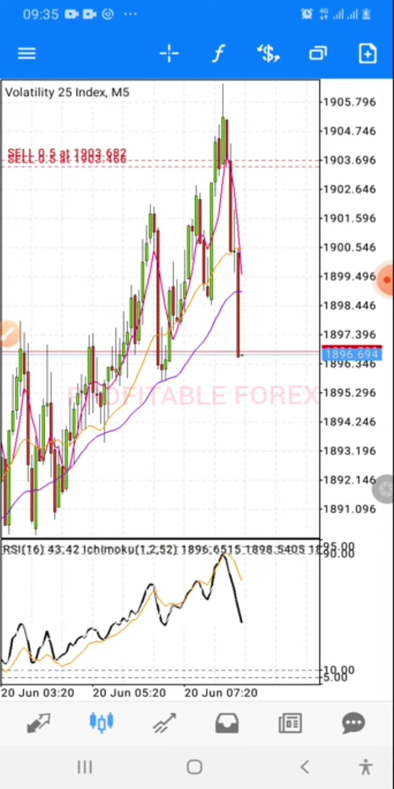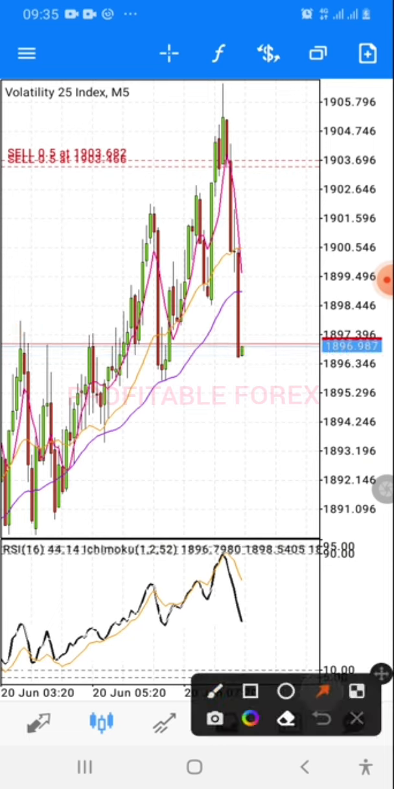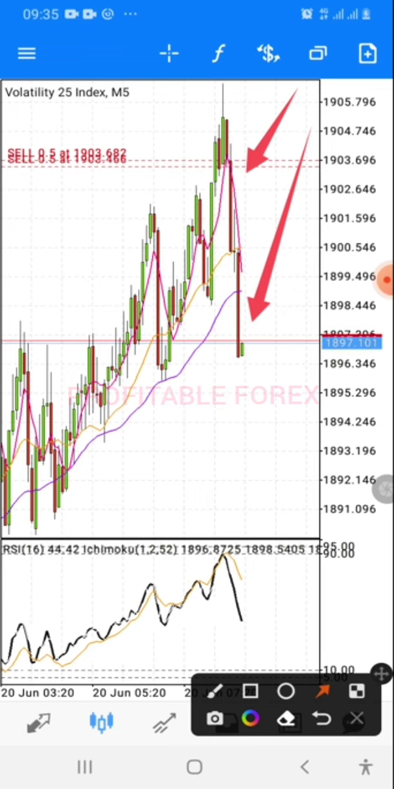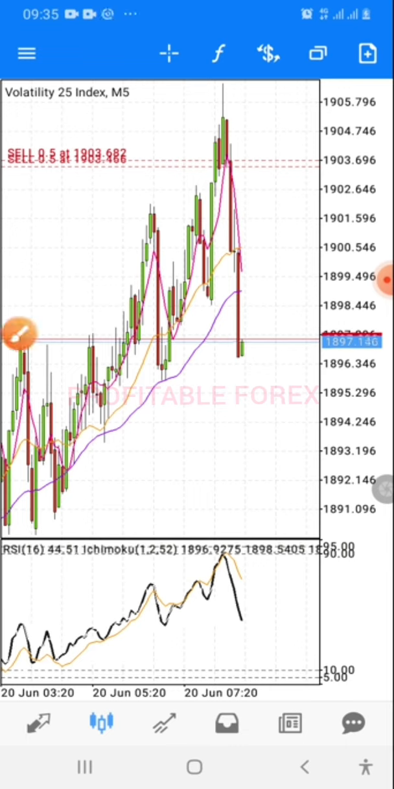So what I can see is I took a trade over here. You can see I took a sell here. Can you see that? I took a sell there, and look at how massive it has gone down. And what are the things that made me take this trade? Firstly, I checked that it was at a resistance zone. This is the resistance zone over here.